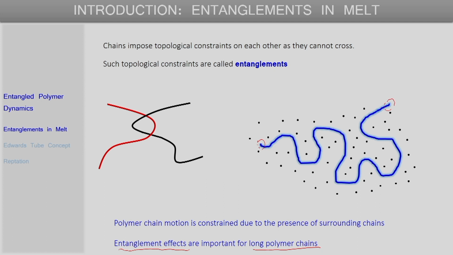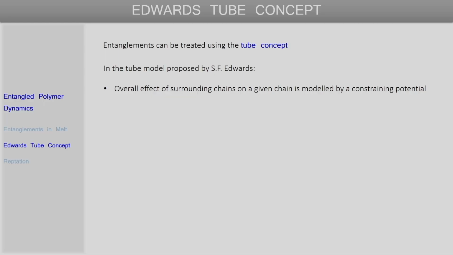or the Edwards tube concept, which simplifies the description of motion of a polymer chain in the presence of all these surrounding constraints. The concept of entanglement was treated by proposing the tube concept by Sir Sam Edwards in the 1960s, and the key points of this model are that we have a given chain and it is surrounded by a bunch of other chains, so that the motion of the given chain is restricted and the path that it can take is also restricted by the presence of the other obstacles around it.